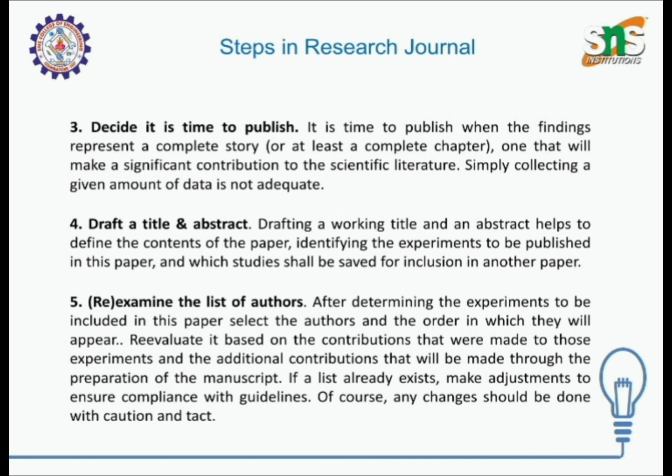Step 5. Re-examine the list of authors. When someone is involved with the experiments, that particular author has to be included, and also the order in which the authors are to be presented. If the proper guidelines are followed on how to give affiliation to the authors, then the manuscript is ready. If a list already exists, you may make adjustments to ensure compliance with the guidelines. Of course, any changes should be done with caution and tact.